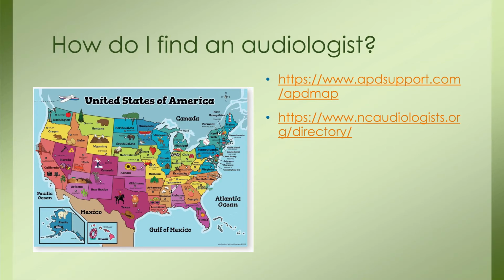The second URL is the North Carolina Audiology Association, and that's a directory of North Carolina audiologists, and you can even select what specialty area you're looking for. So there's an option for auditory processing. You would click that box and search, and you'll see the audiologists in North Carolina that work with APD.